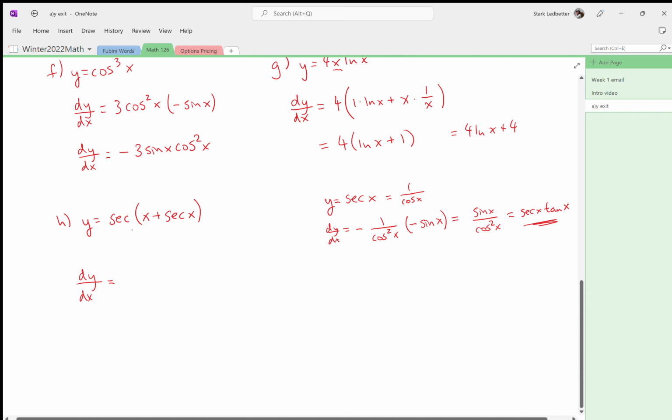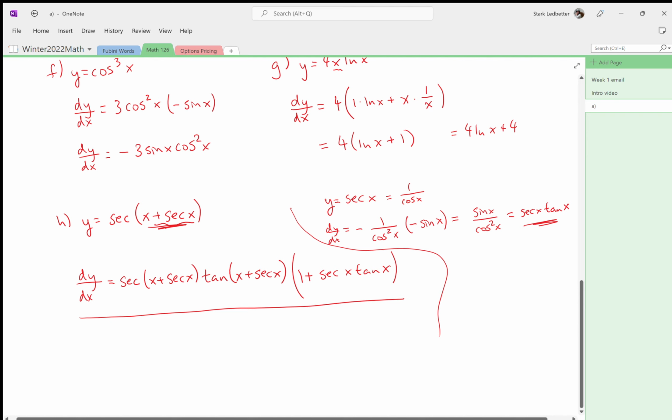Okay, so then we have secant of, and then we're going to do the chain rule. So it's secant of this thing times tangent of that thing. And then we have to multiply by derivative of the inside, which is 1 plus, and then we have another secant, so it's secant x tan x. Okay, that's that. There's the answer to part H. You can't really simplify this anymore. Like, I don't know, you could distribute that into that parenthesis, but why? I don't think that's going to be better.